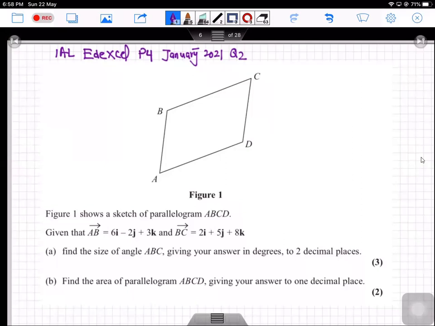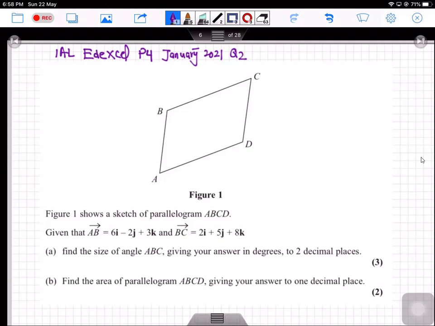In this video I'm going to solve questions from the topic vectors. First of all, we have January 2021 question number 2, and this video is specifically for International A-Level Edexcel Pure Mathematics 4. So we have P4 January 2021 question number 2. It shows a sketch of parallelogram ABCD given that AB vector is equal to 6i minus 2j plus 3k and BC vector is equal to 2i plus 5j plus 8k. The requirement of part A is to find the size of angle ABC, giving our answer in degrees correct to 2 decimal places.